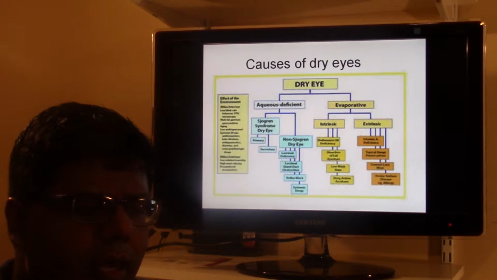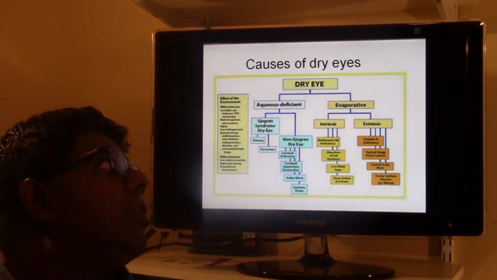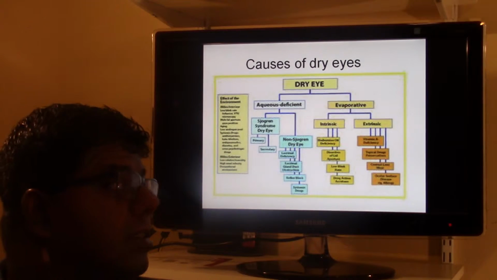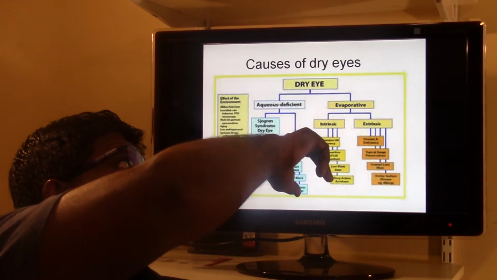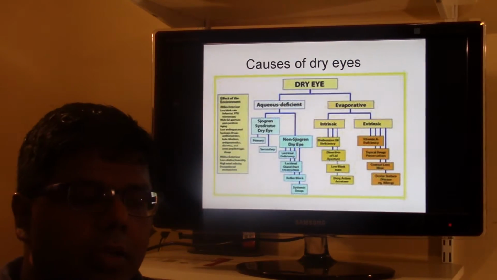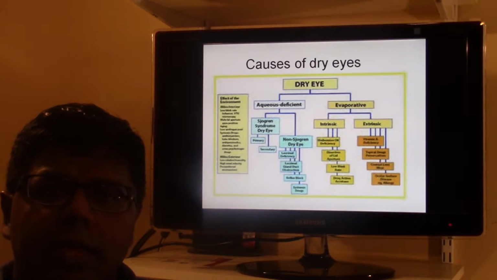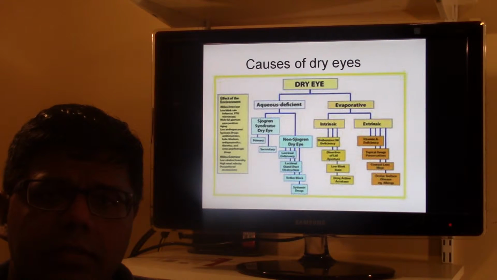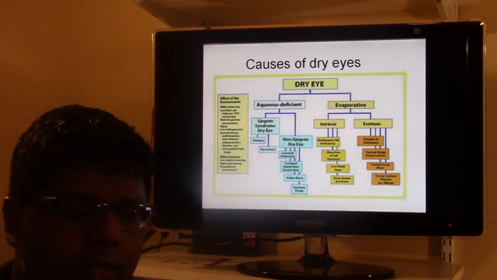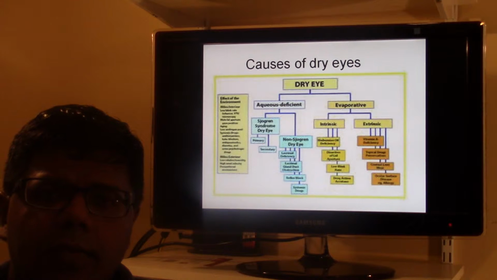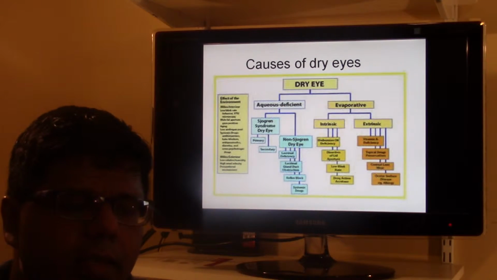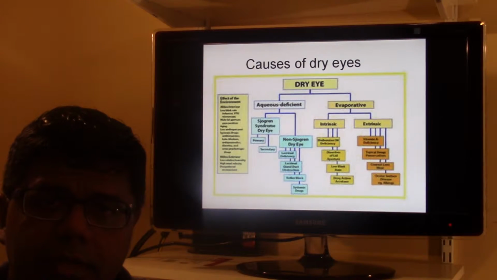So some of the common causes of dry eyes are listed here, but what you have to look at is what causes the dry eyes. Is it because the tear layer is deficient, meaning the aqueous is deficient, or if it's evaporative, meaning the tears are evaporating too fast? And the aqueous deficient problem is more of a concern in non-contact lens wearers because it happens regardless of whether you wear contacts or not.